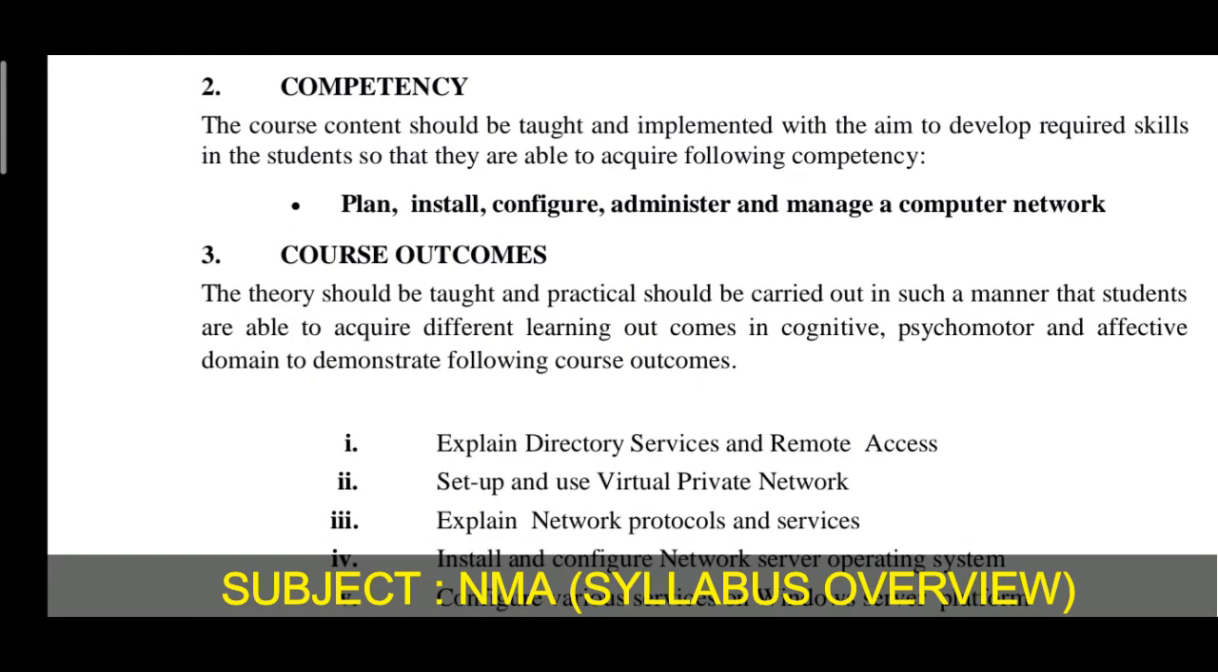So what are course outcomes? Whenever you study Network Management and Administration, what are the outcomes of this course? These are included in the course outcomes. The theory should be taught and practical should be carried out in such a manner that students are able to acquire different learning outcomes in the cognitive, psychomotor and affective domains to demonstrate the following course outcomes.